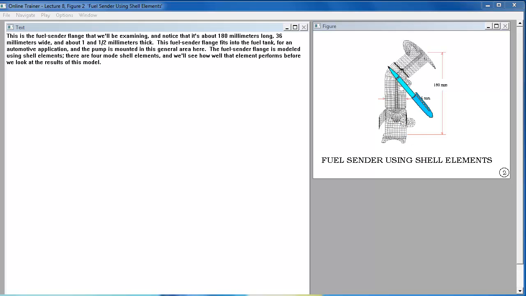The fuel sender flange is modeled using shell elements. There are 4 node shell elements, and we'll see how well that element performs before we look at the results of this model.